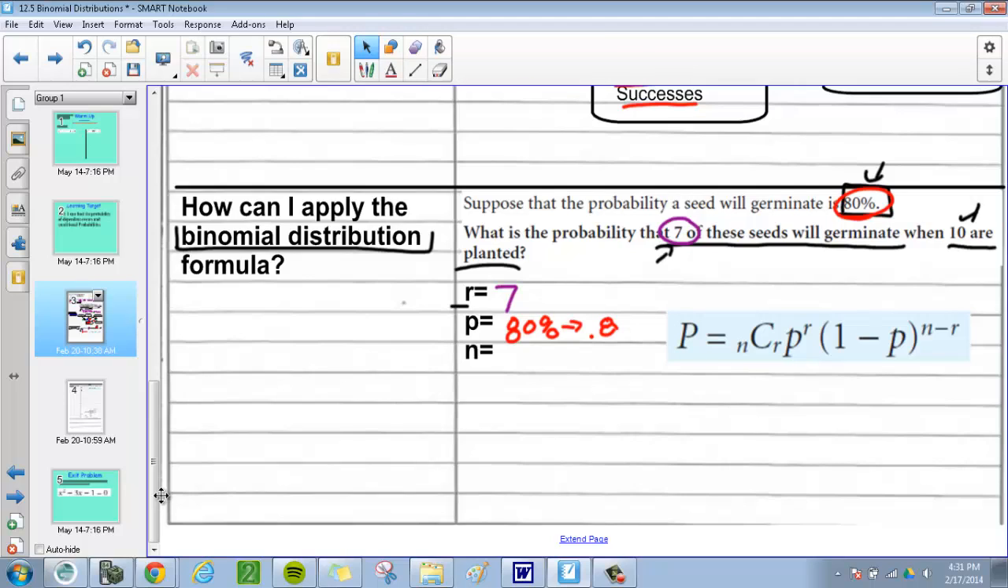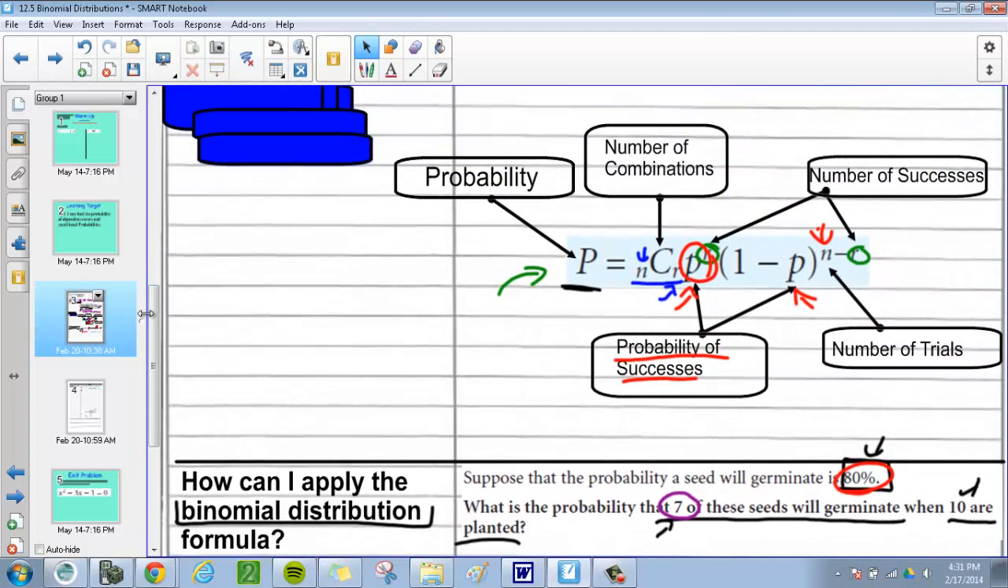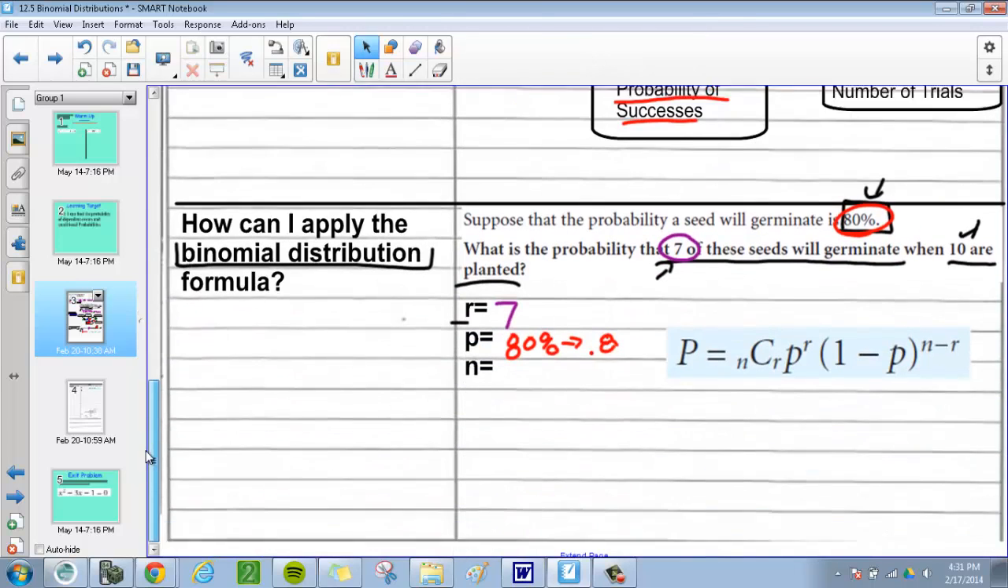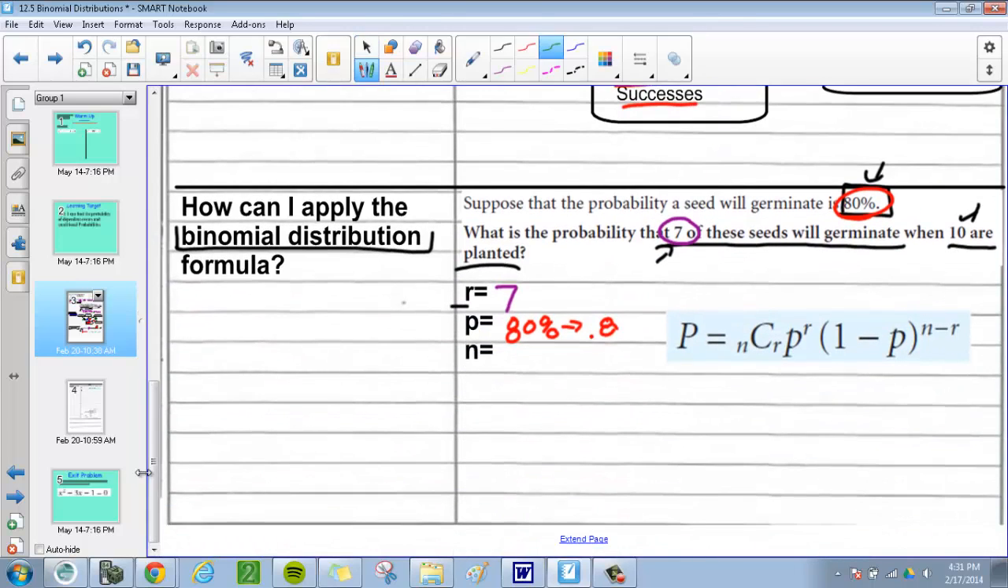And then we got the N. We have to figure out this N, and the N, if I remember correctly, is the number of trials. Yep, correct. N is the number of trials. So how many seeds did we plant in this scenario? Well, we planted 10 seeds. So let's take this 10 and put it in for our N. Now we got all the information we need to plug into this formula.